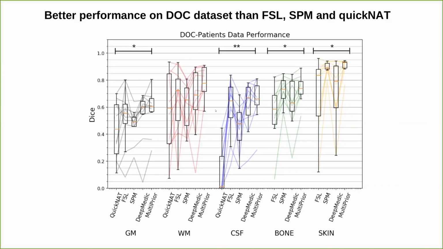Also compared with the other tools, it seems to perform better. On this data set, SPM and FSL and QuickNAT seem to be a lot worse at finding the lesions or the abnormal ventricle enlargement. FSL in this case seems to be a bit better. For this, we manually segmented 10 heads from scratch and used that as a ground truth.